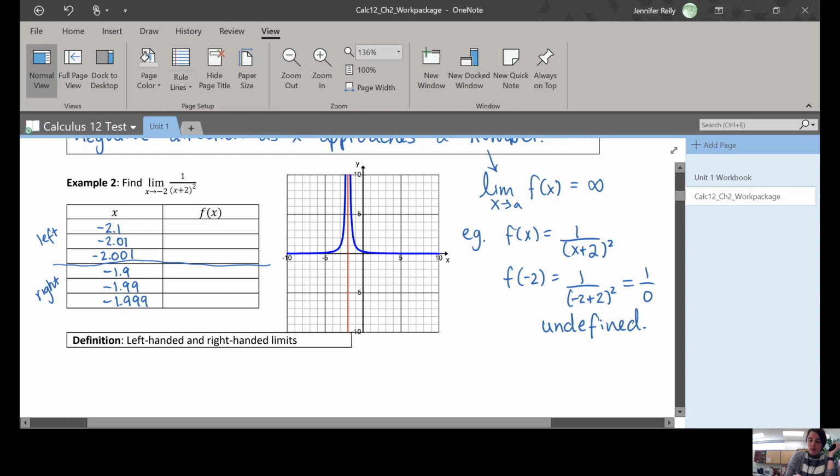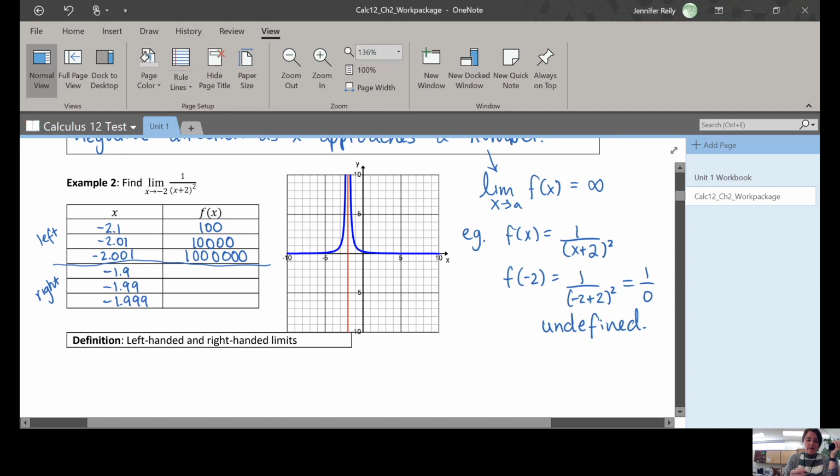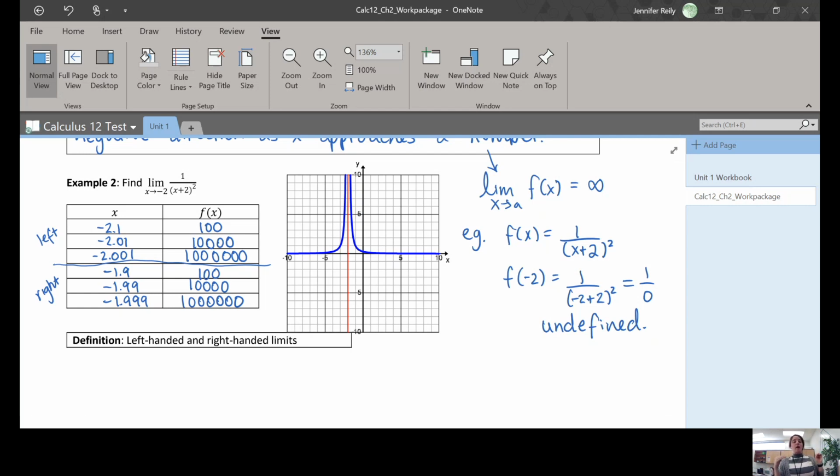So when you plug in negative 2.1, it actually comes out as a nice number. It's 100. And then it's 10,000. And then it's 1,000,000, 6 zeros. Because it's squared, it's not an even function, but the squared makes it the same on either side of negative 2. So these actually give you the same values. So you can see the function is growing and growing and growing. It's taking off in a sense, towards positive infinity as these x values approach negative 2.